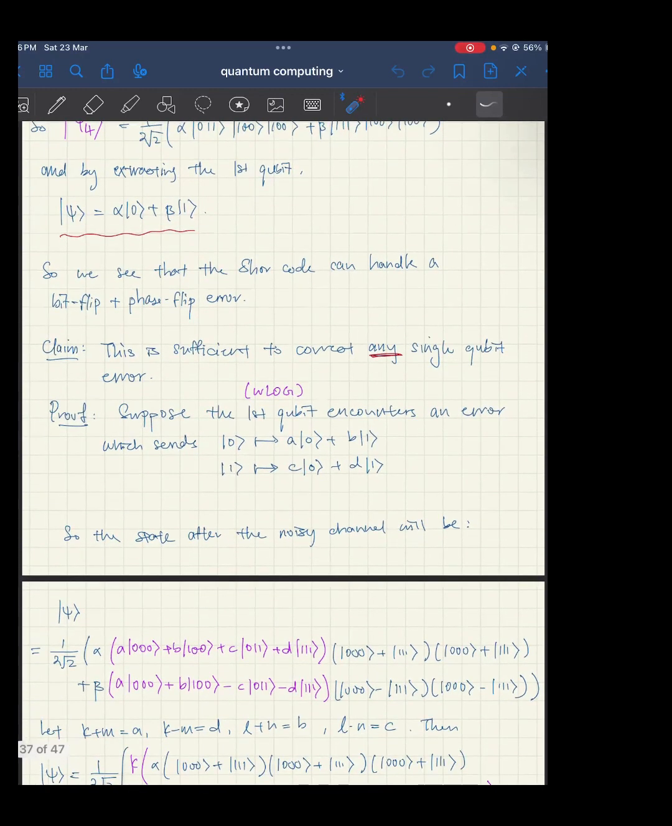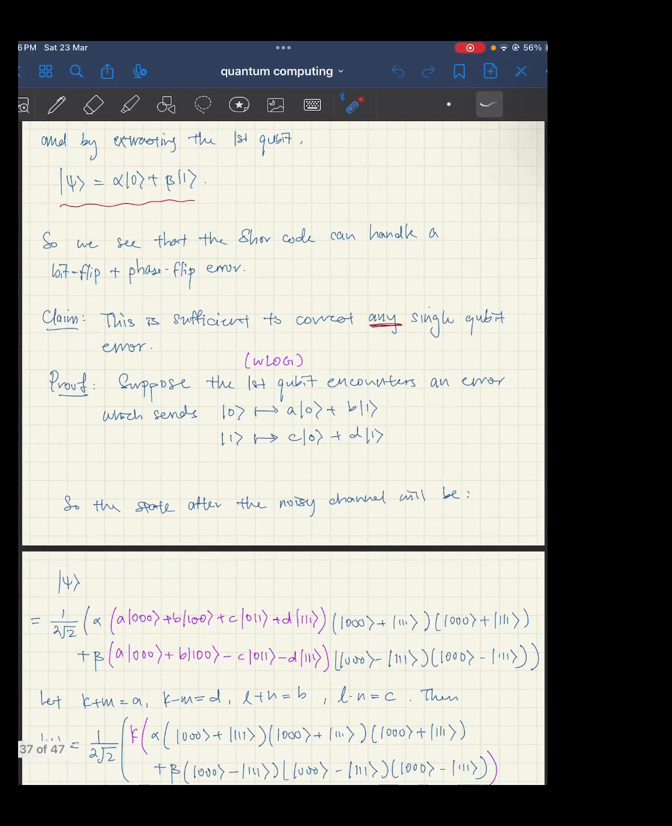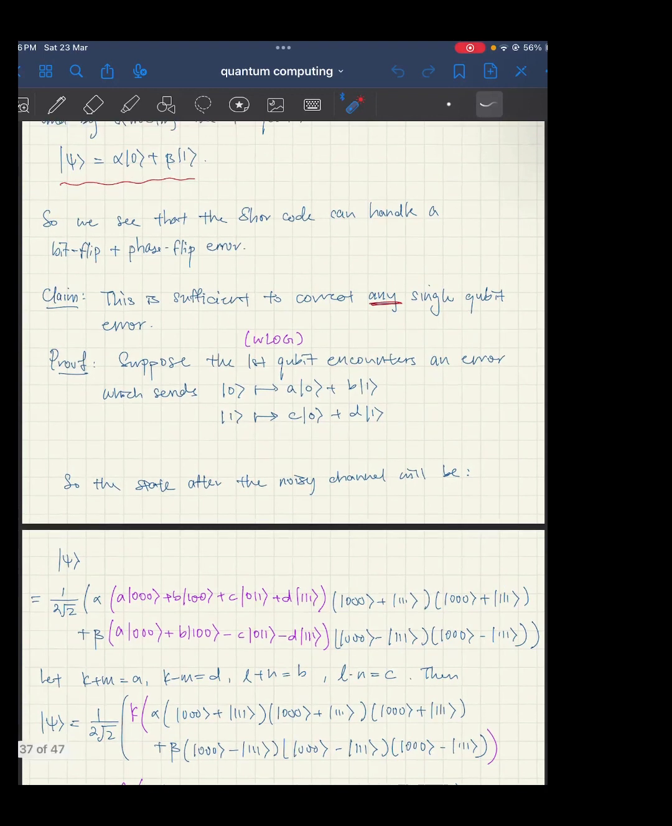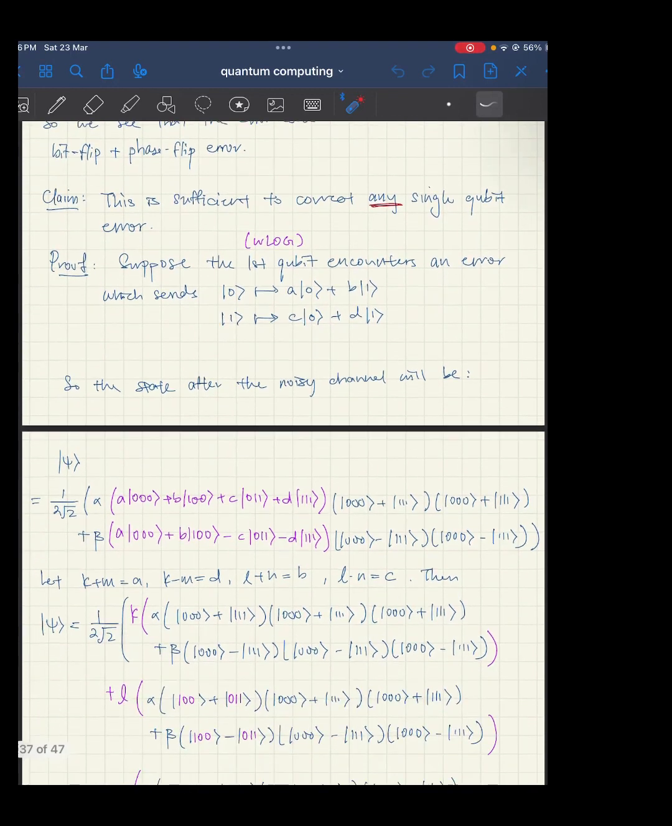We will provide an explicit construction here. So first of all, let's suppose, without loss of generality, that the first qubit encounters an error which sends 0 to A0 plus B1 and sends 1 to C0 plus D1. So the state after the noisy channel will look like this.